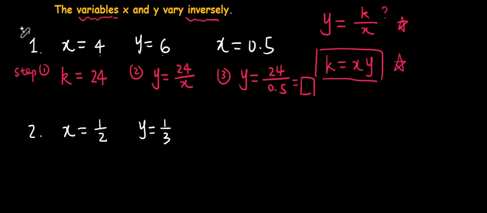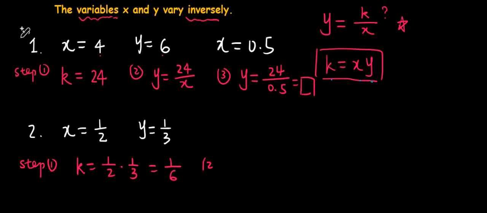And now let us look at the next one. x is 1/2, y is 1/3. We go ahead and use this k right here. k is xy. So step 1, you see k is x times y. 1/2 times 1/3, that's 1 over 2 times 3, that's 1 over 6.